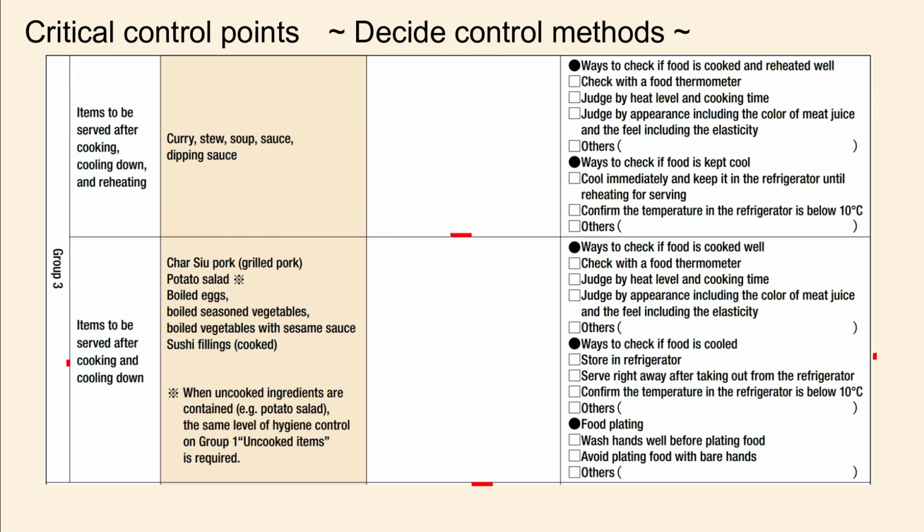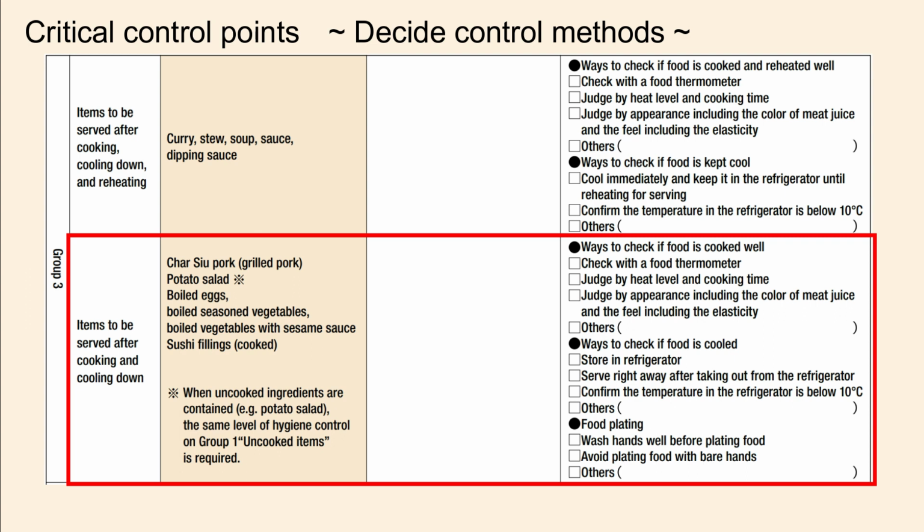Finally, the third group, items that are served after heating and cooling. This group includes the process of heating, so make sure the food has been properly heated. Next, the cooling process ensures that the food is not left in the dangerous temperature range for an extended period of time. Since there is no reheating process, it is important to take care not to contaminate the food with your fingers when serving.